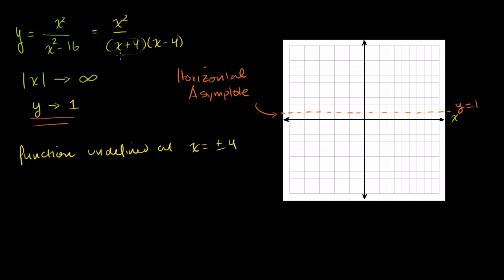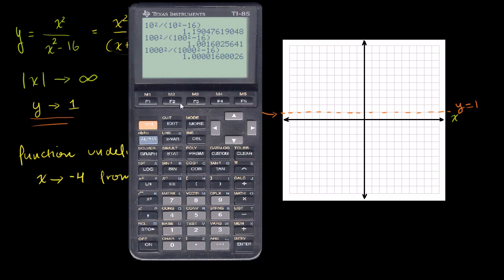Now, what happens as we approach those values? What happens as x approaches negative 4? Let's just do that one for fun. And let's look at it from, let's say, the negative direction. So let's try it out in our calculator.